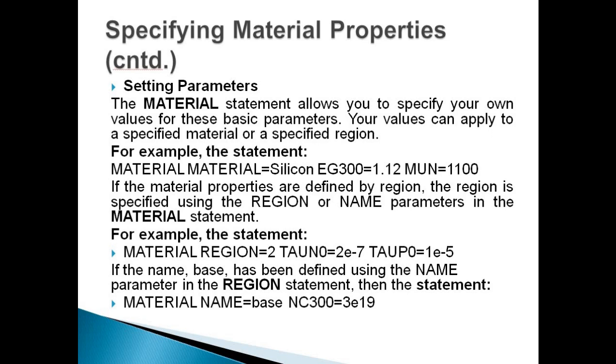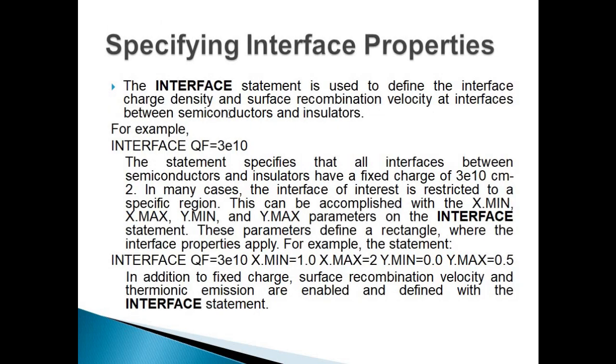Next slide please. Specifying interface properties. The interface statement is used to define the interface charge density and surface recombination velocity at the interface between semiconductor and insulator. For example, the statement interface QF=3e10. This statement specifies that all interfaces between semiconductor and insulator have a fixed charge density of 3e10 per centimeter square.